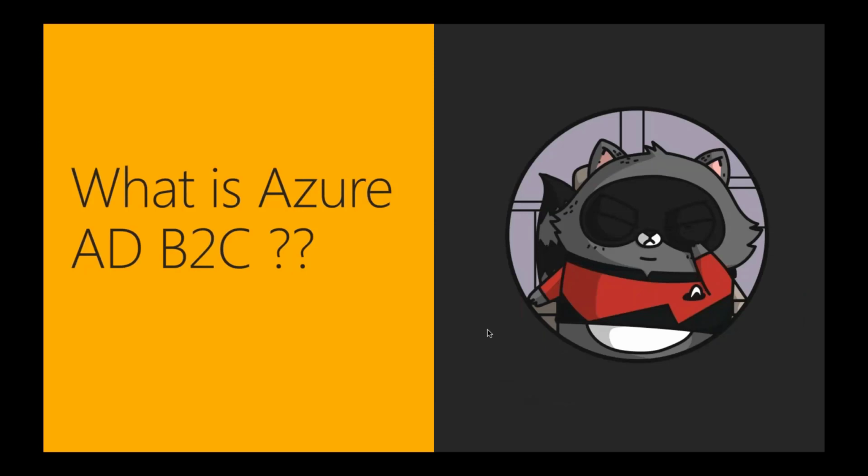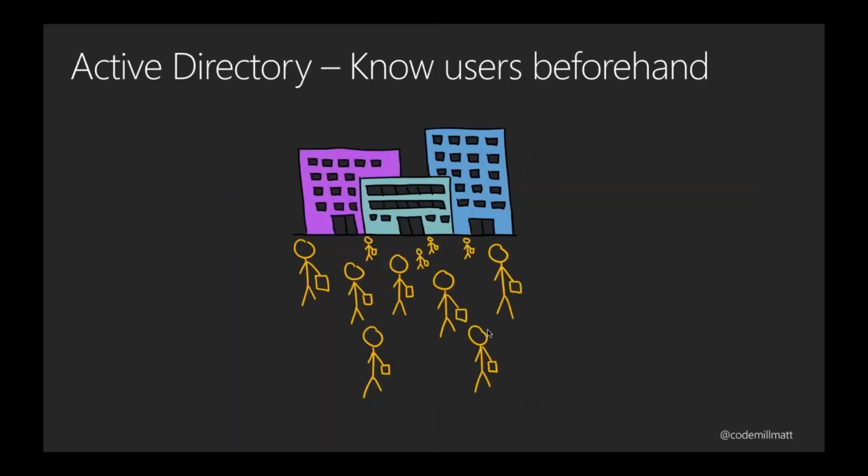So what is Azure AD B2C? Well, first off, what is Active Directory? That's quite simply, for the terms of this guest lecture, a database of users. And so with traditional Active Directory, we know who the users are before they start using our apps. So like in a corporate setting, HR tells us who was hired, so we can assign them a username, we can assign them a password, and then they're able to log in to our app.